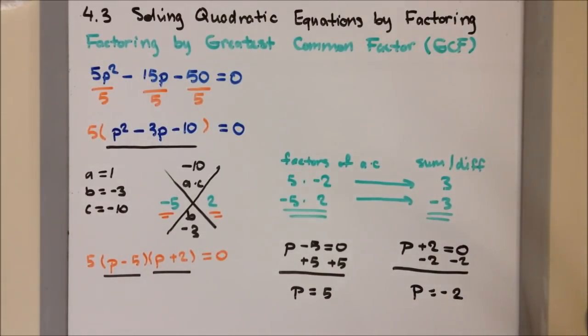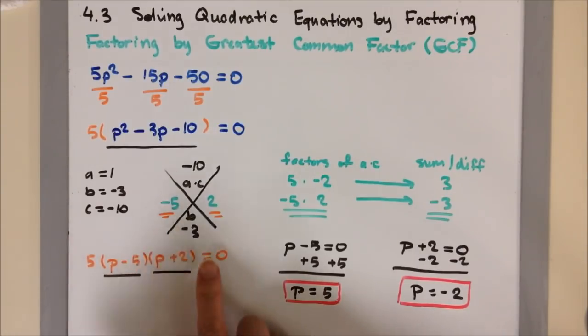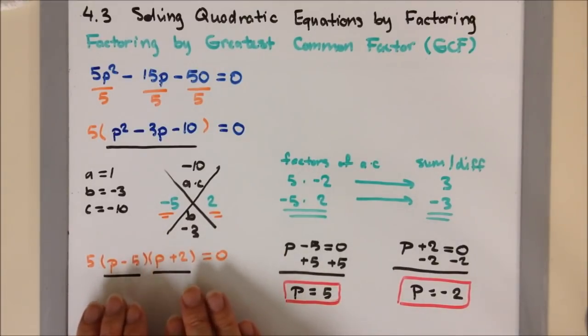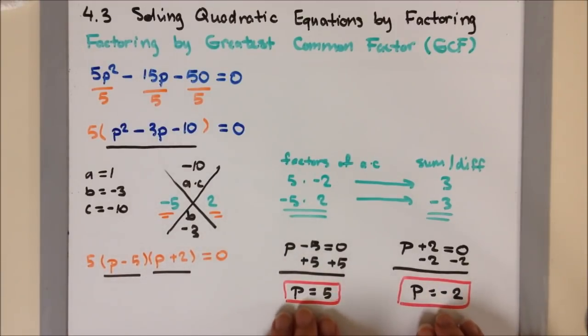So those two would be our solution: P equals positive 5 and P equals negative 2. But my factor form would be this: 5 times (P minus 5) times (P plus 2) equal to 0. That would be your final answer for factor form. If I were to ask you for the solution, then these two, P equals 5 and P equals negative 2, those are your solution.